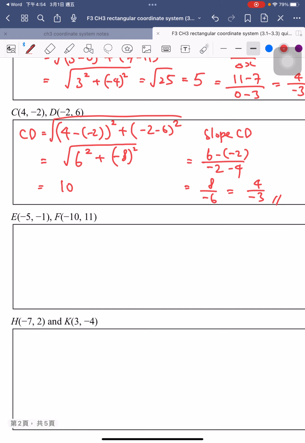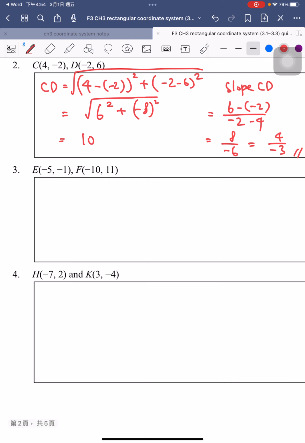So similarly, you can do the EF and HK by yourself. And then for the EF, the distance is going to be equal to 13. And then for the slope, it's equal to 12 over negative 5. So try to do it by yourself, and then I'll give you the answer here. You can check the answers by yourself. If you have any question, then just ask me.